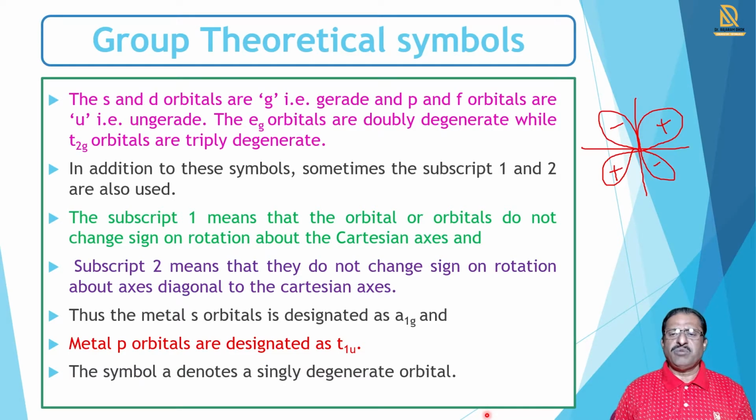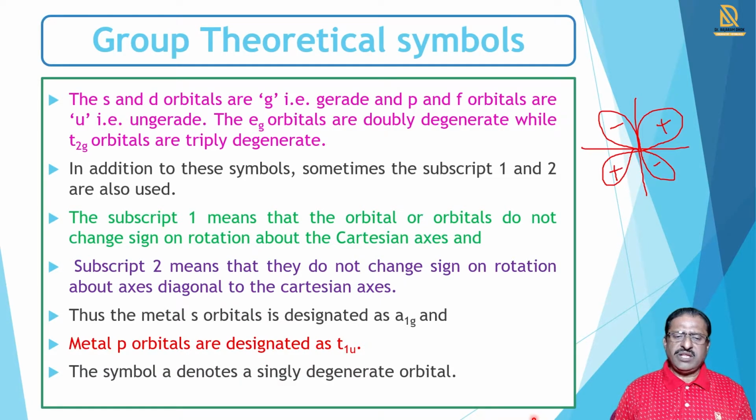So simply remember that. Again we repeat that the subscript 1 is used when we rotate the lobes of the orbitals along the Cartesian axis and its wave functions are not changed. And when we select the axis diagonal to the Cartesian axis and after rotation the wave functions are not changed, then we use the subscript 2.